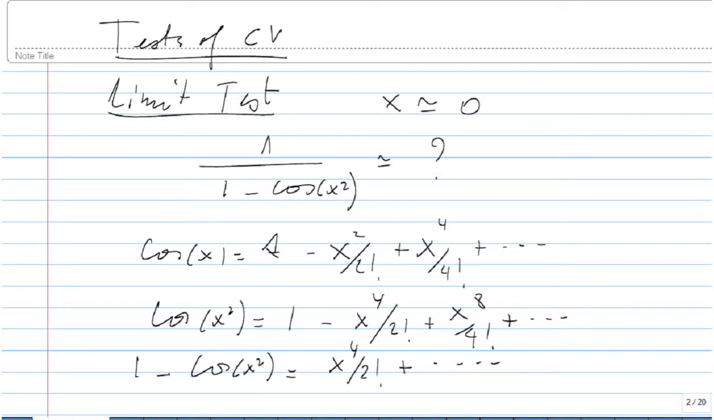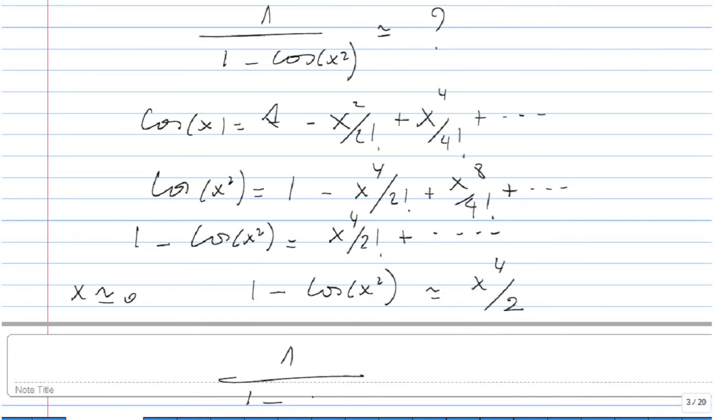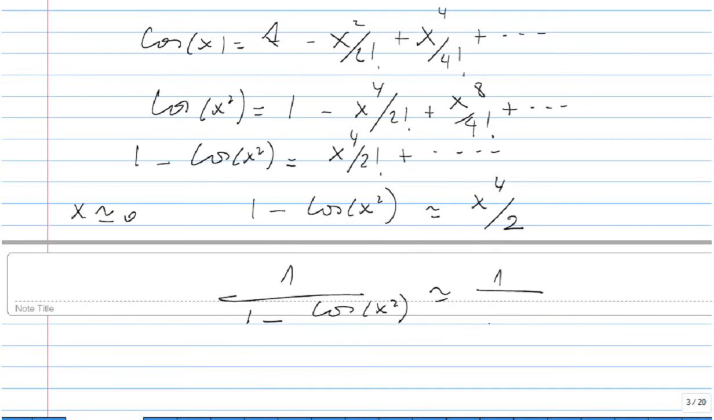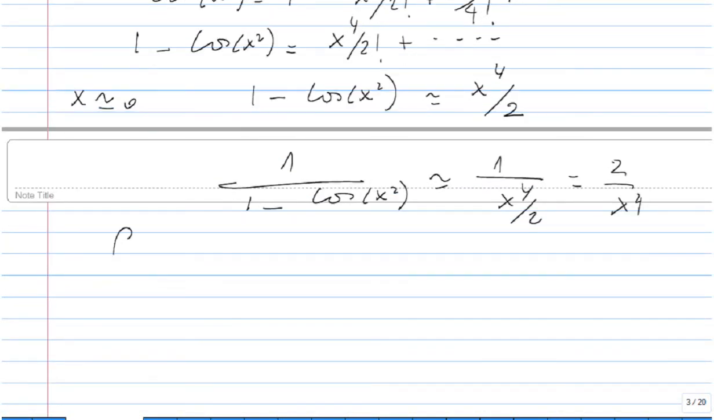So you see, when x is close to 0, we keep just the first term. When x is close to 0, 1 minus cosine of x squared is near x to the power 4 over 2 factorial, which is 2. So 1 over 1 minus cosine of x squared will be close to 1 over x to the power 4 over 2, or 2 over x to the power 4. Everything is positive, so we can use the limit test.